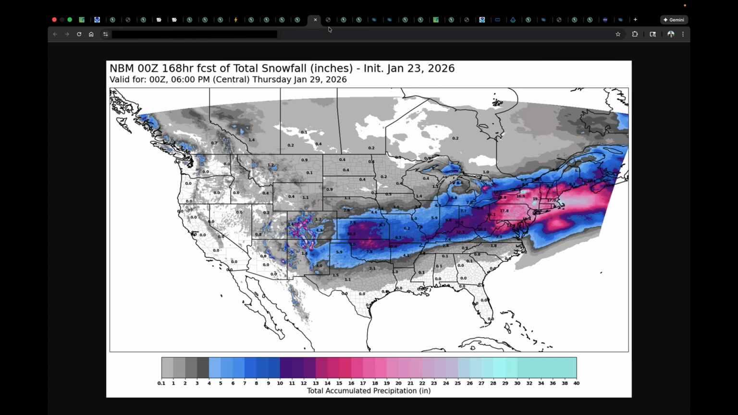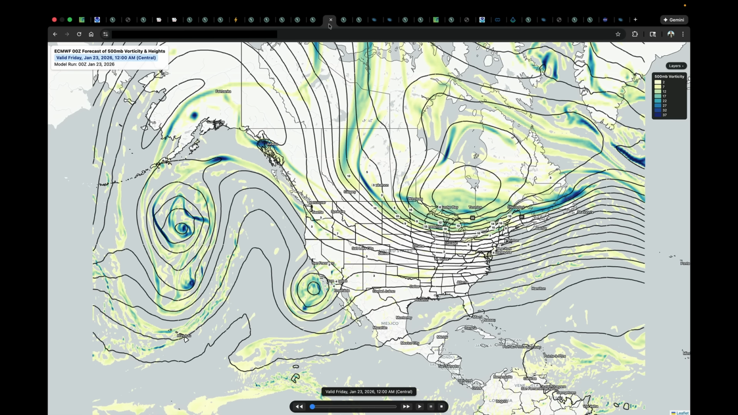But I'm working on this new system that's going to be able to show you all of these models. You can click back and forth between them and zoom in and out. But here we go. This is the new European forecast. There's our 2 waves. And I just wanted you to see why the models are showing you something different.